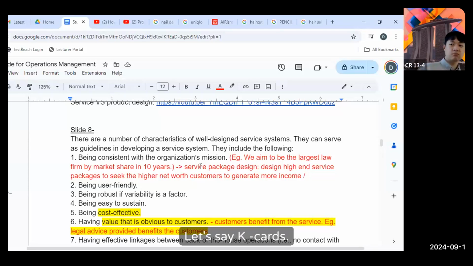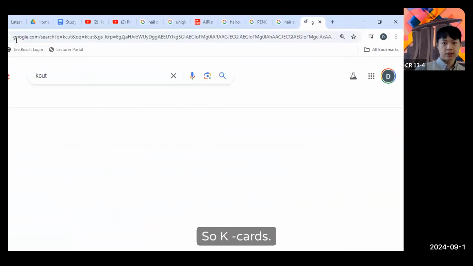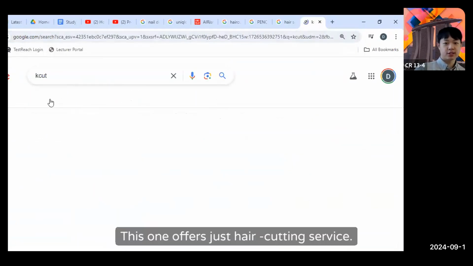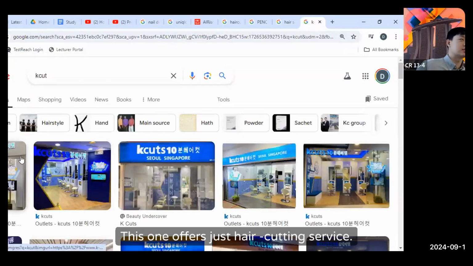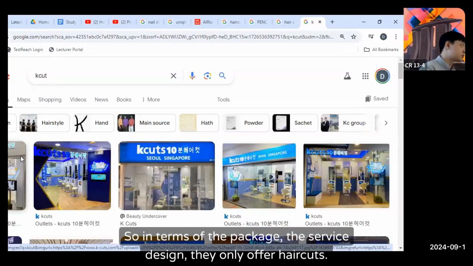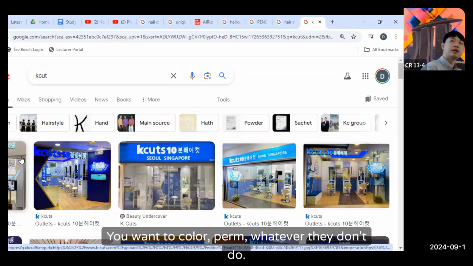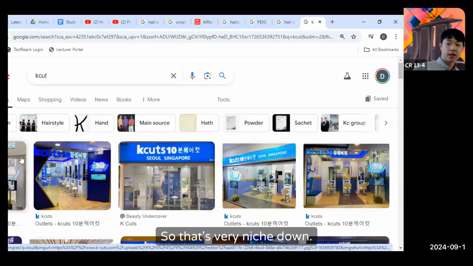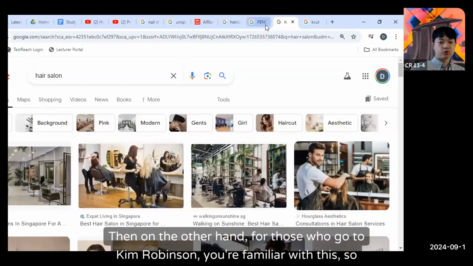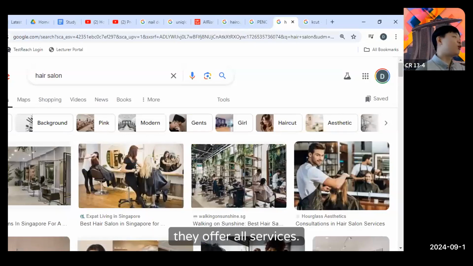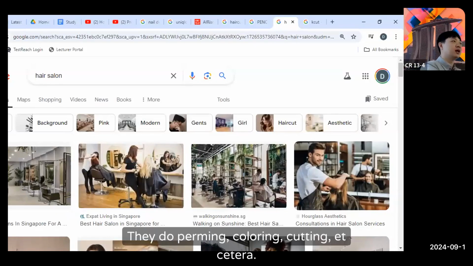Let's say K-Cuts. This one offers just hair cutting service. So they zoom in. In terms of the package, the service design, they only offer haircuts. You want color, perm, whatever, they don't do. So that's very niche down. On the other hand, for those who go to Kim Robinson, you're familiar with this, they offer all services. They do perming, coloring, cutting, etc.